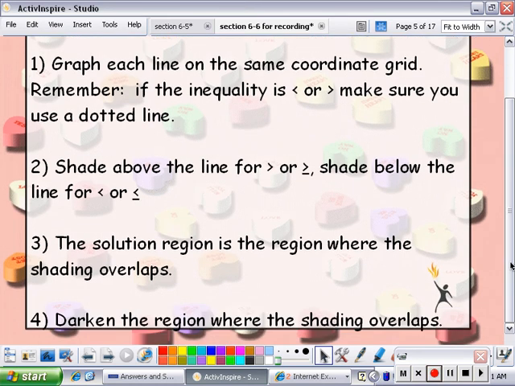Then you do your shadings. The solution is the area where the shadings overlap. And then the last thing is to make sure you darken that area. So let's look at an example.